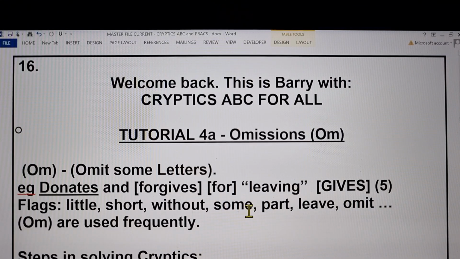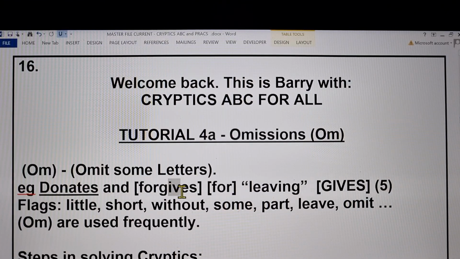What are omissions? Well, they simply omit some letters from some words. For example, here is one I've got spelt out for you. "Donates and forgives for leaving." And the answer is "gives." Now, how does that all work? Well, "donates" is the key.